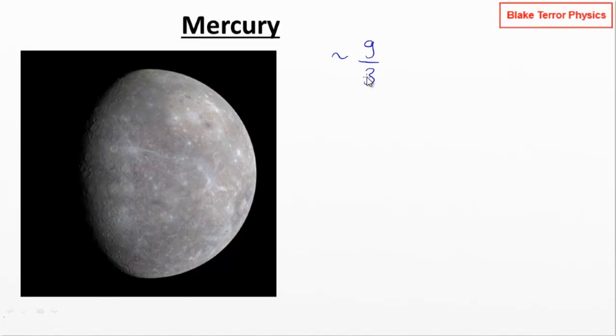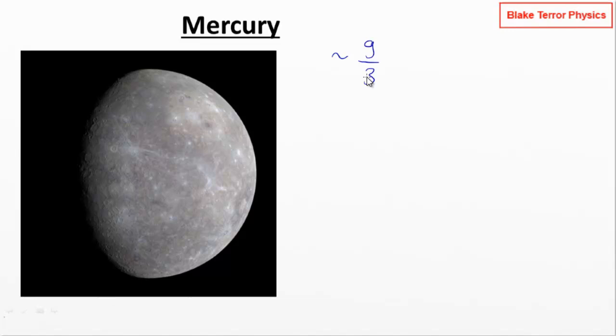For similar reasons to the moon, the craters don't get eroded. There's no plate tectonics, there isn't volcanic activity, there's no atmosphere, there's no running water. So yeah, it does have that sort of moon look to it.